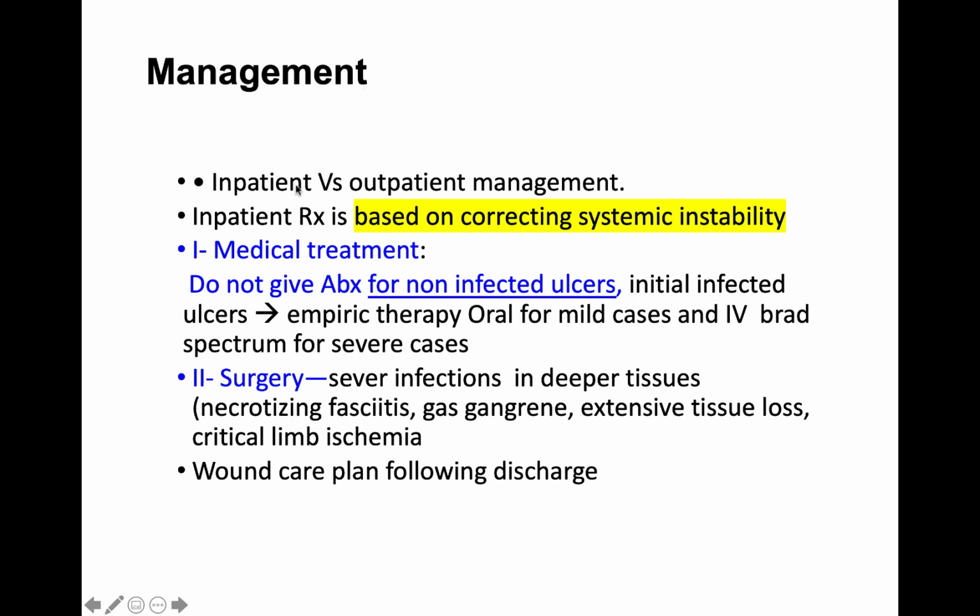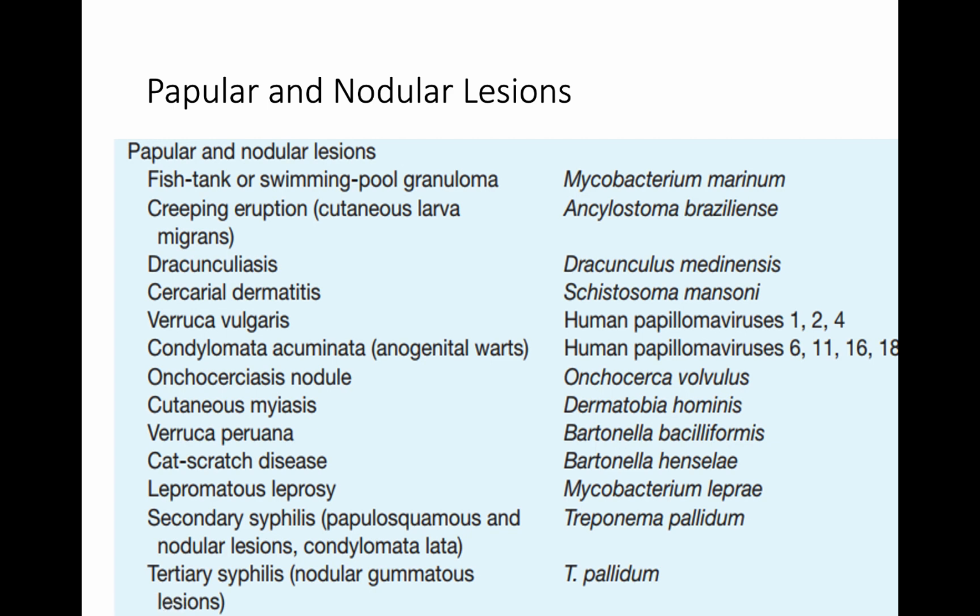Management. Inpatient versus outpatient. So inpatient, based on correcting systemic instability, we talked about medical treatment. You do not give antibiotics for non-infected ulcers. This is very important. So for an initial infected ulcer, you need empiric therapy, for example oral for mild cases and IV broad spectrum for severe cases, and then surgery for severe infections in deeper tissues, necrotizing, all of these we covered. Wound care plan following discharge. Okay, so we finished diabetic foot.